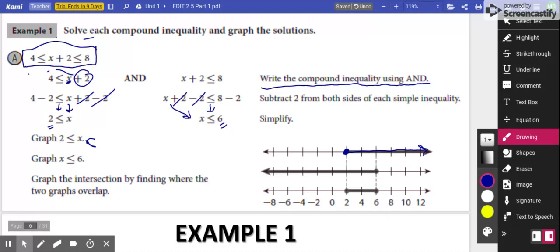If I want my graph to be x is less than or equal to 6, I'm going to find my 6. That is all numbers smaller than 6. So I'm drawing my arrow to the left. Now if I want the intersection of these two inequalities and their graphs, we're going to see where they overlap. And they overlap at this dotted line. They overlap between the values of 2 and 6, and that's exactly what I shaded in my graph.